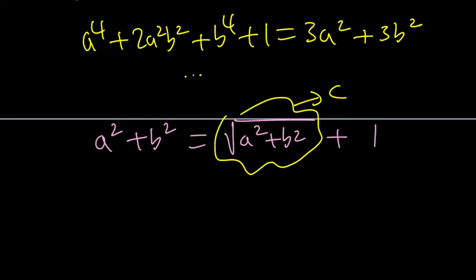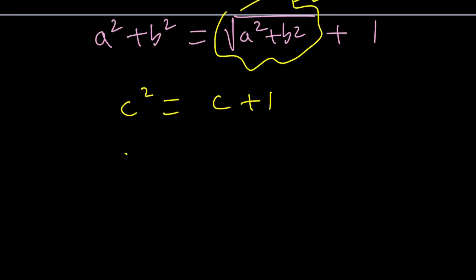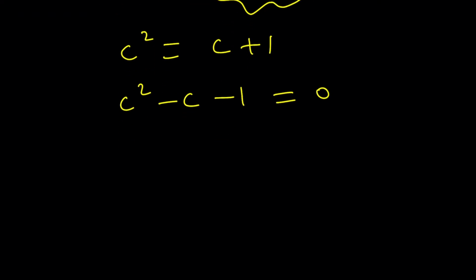Okay. So from here we get c squared equals c plus 1. And then by putting everything on the same side, we do get a quadratic equation and solve it. Remember, a and b are real numbers, so we're supposed to find a real answer for c, and we do. Let's go ahead and solve it.